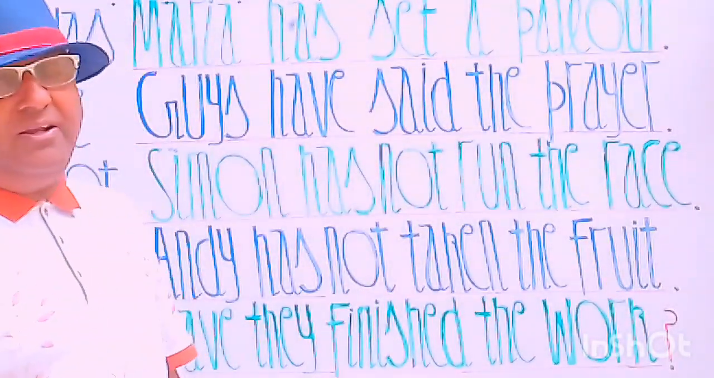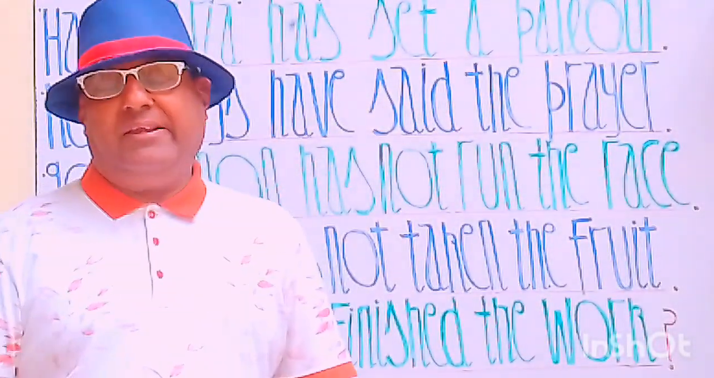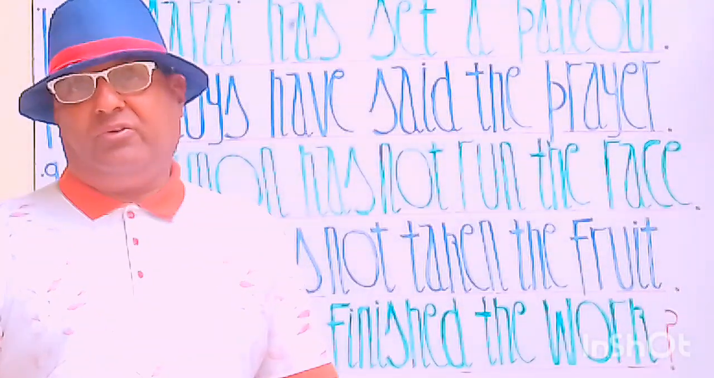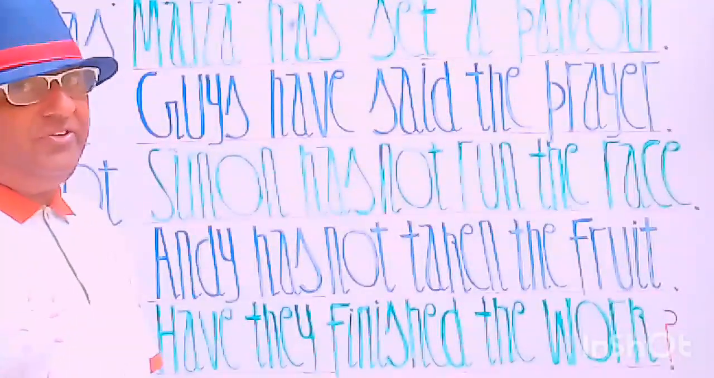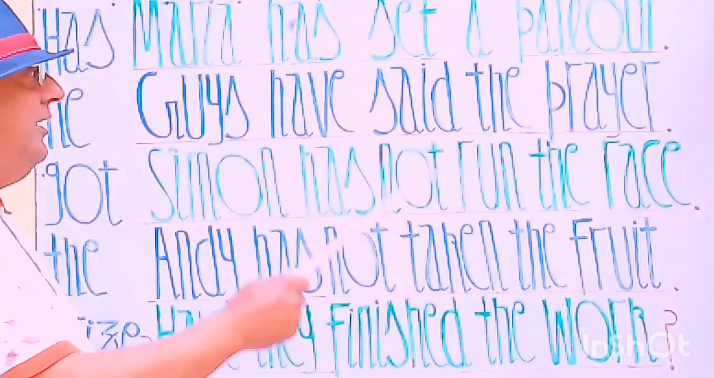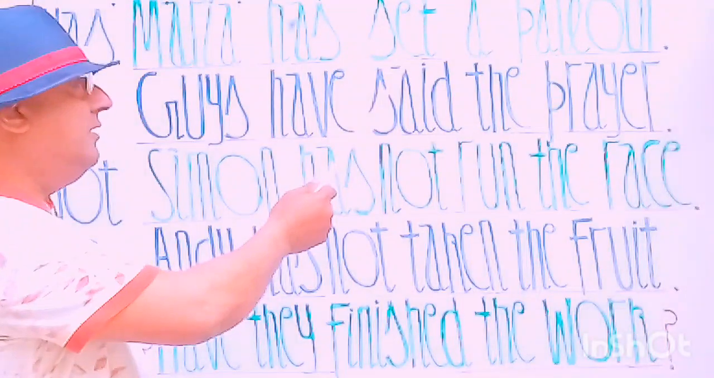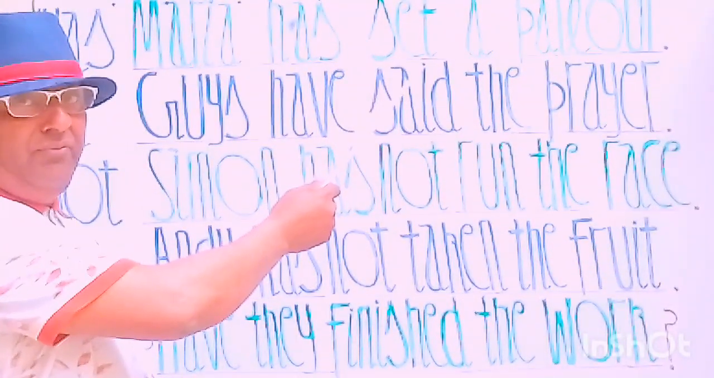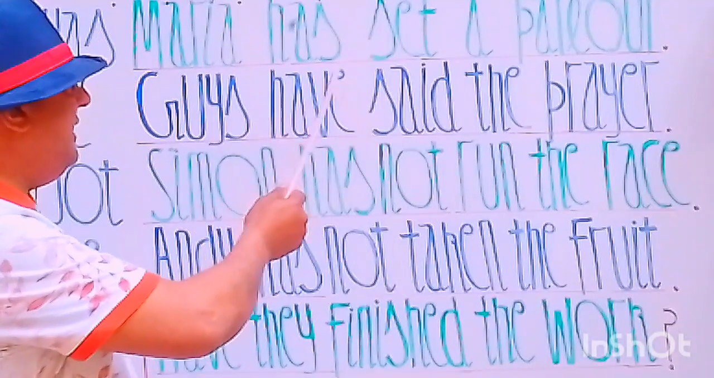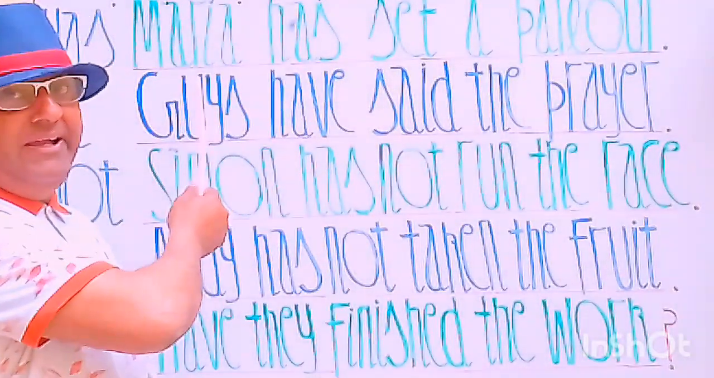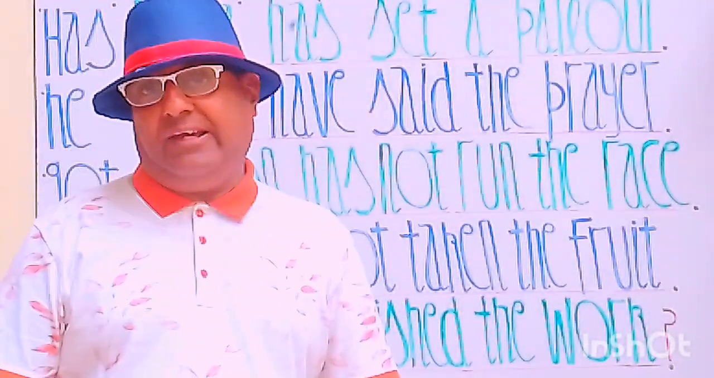Maria ek parlor qaim kar chuki hai. Dear students, as you see here, in the singular subject in this present perfect tense, we add helping verb has, and then we add third form of verb and then object. So Maria has set a parlor. Maria ek parlor qaim kar chuki hai.